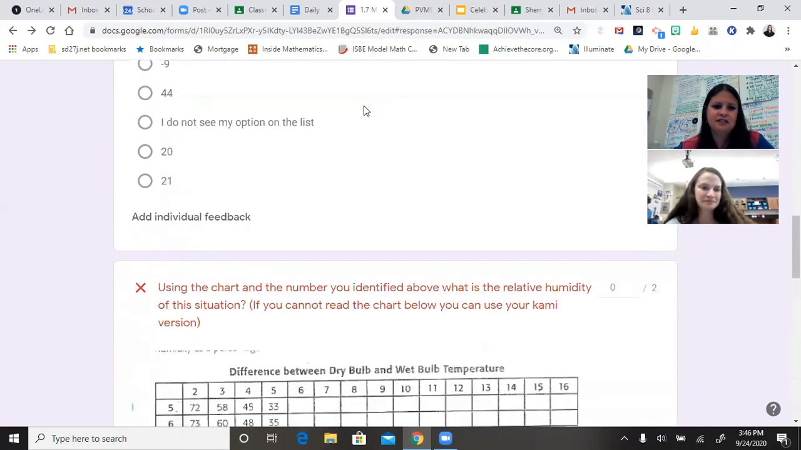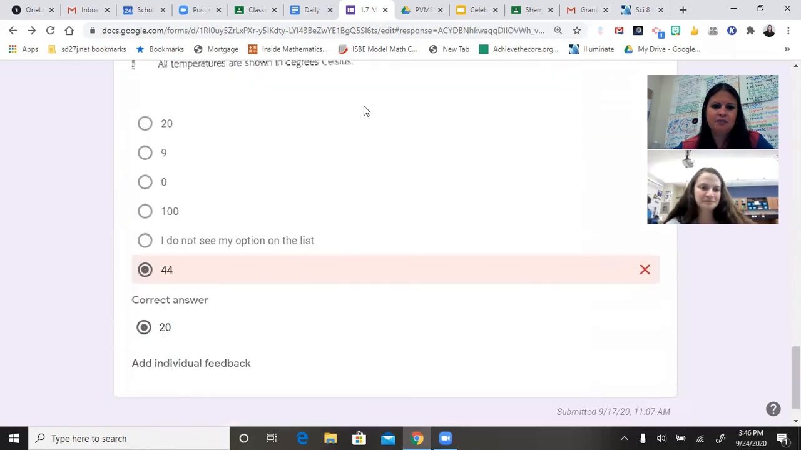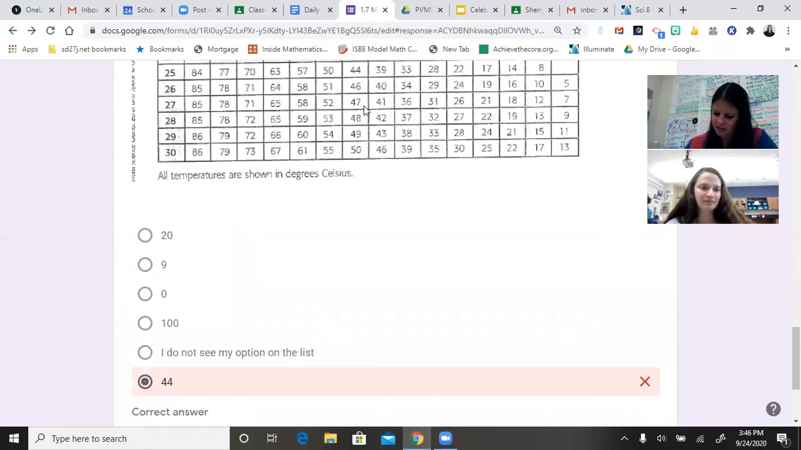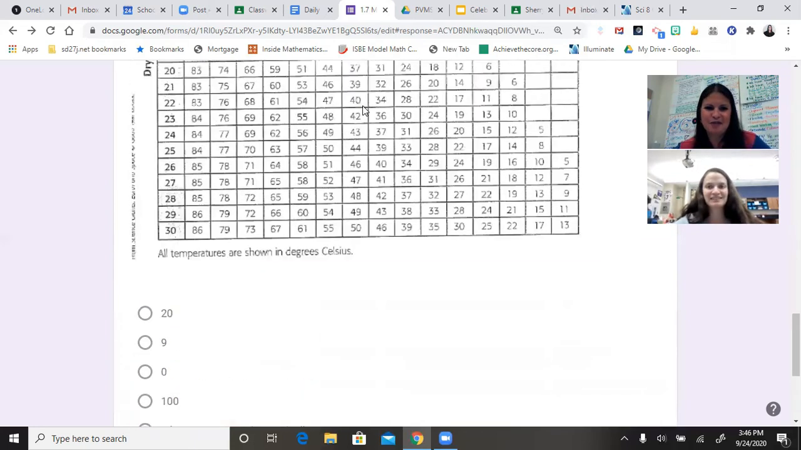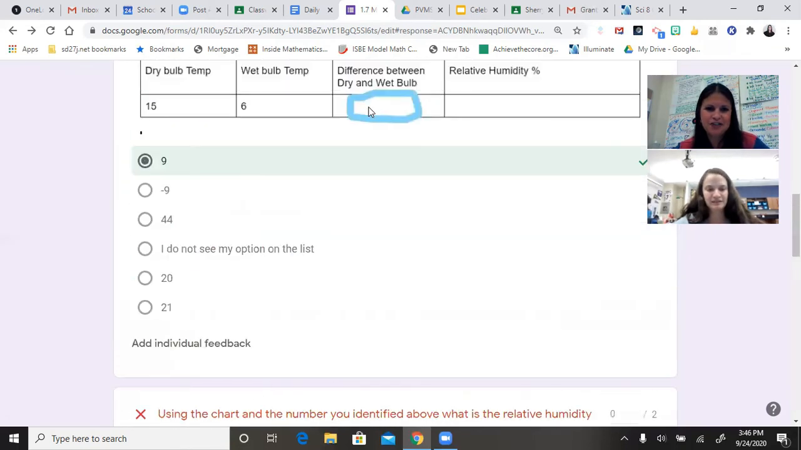Angelina. Let's see. She found the difference correctly. But again, same as EJ, missed that second step. Or maybe not the second step, that's not the right words, but using the right numbers, the difference and the wet bulb instead of just the wet bulb and the dry bulb.